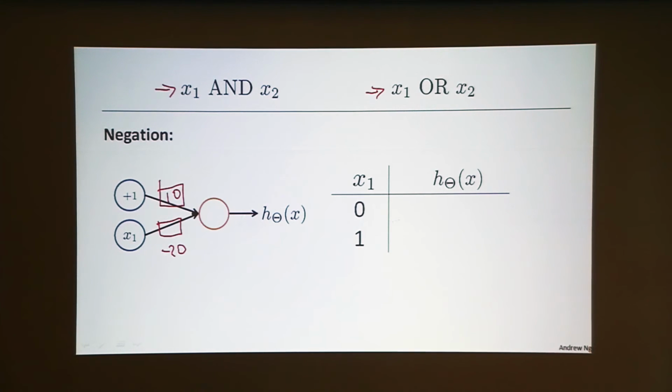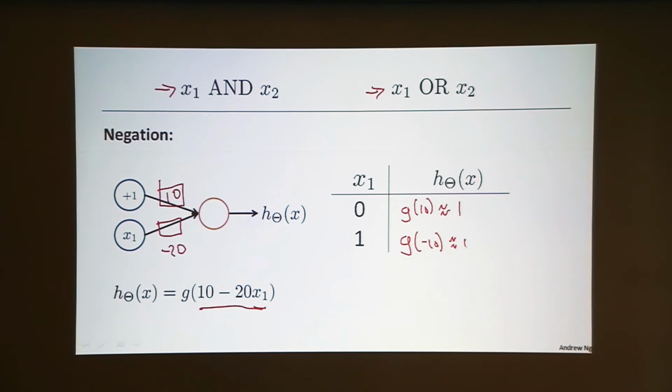So if x1 is 0, let's see, this is computing that function. If x1 is 0, then this gives you g of 10, which is approximately 1. Whereas if x1 is 1, then this is 10 minus 20, so you have g of minus 10, which is approximately 0. And so it turns out that, to compute negations, usually the trick is to have these negative weights associated with a node, and that ends up being the negation. Okay.